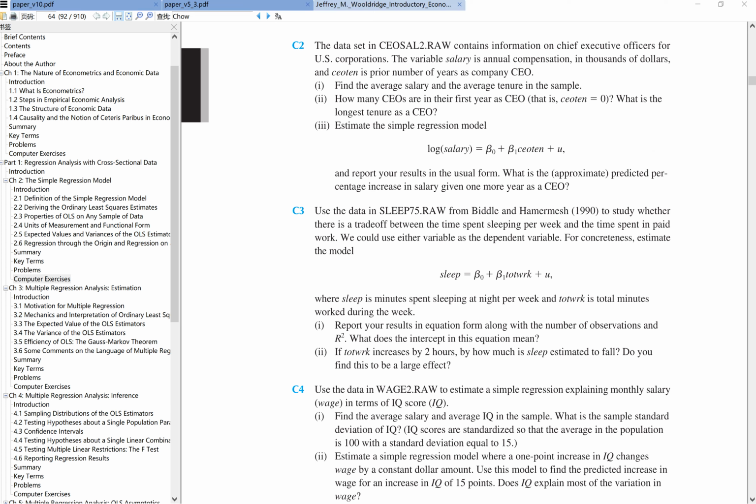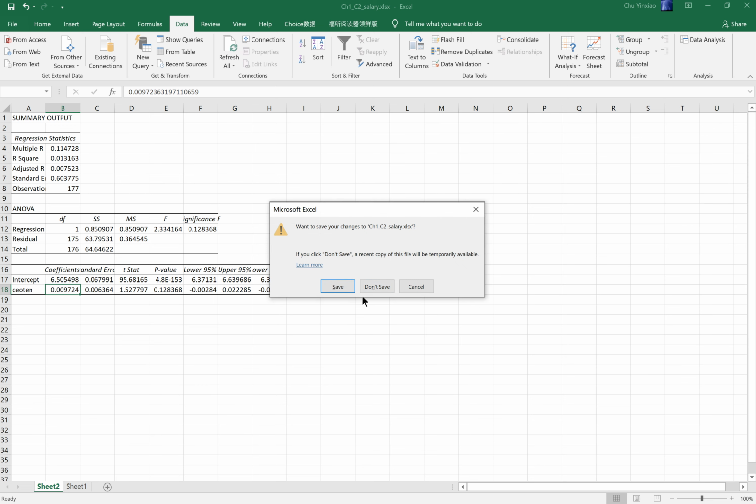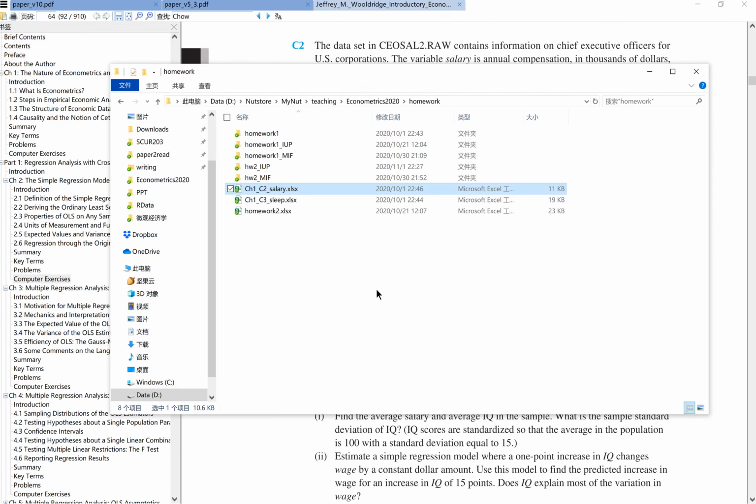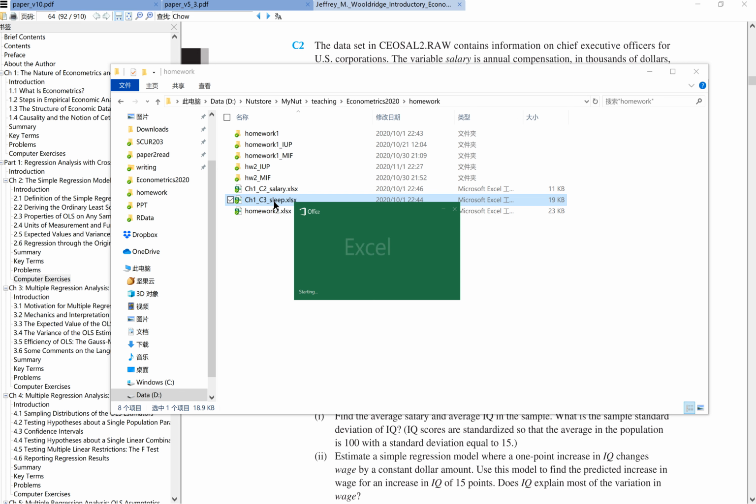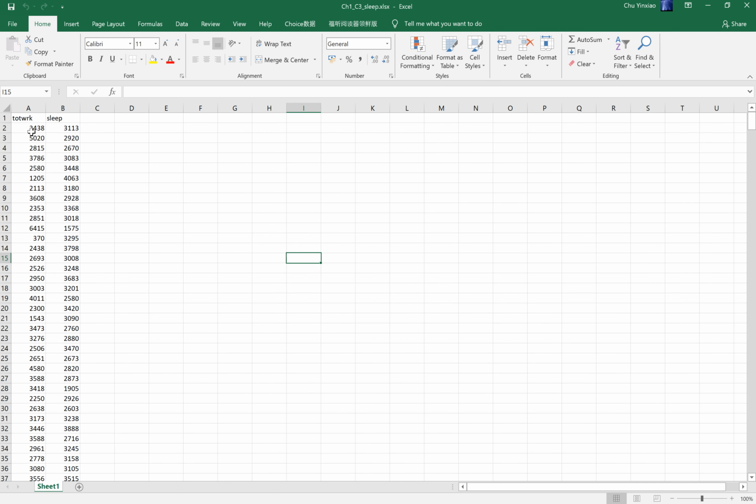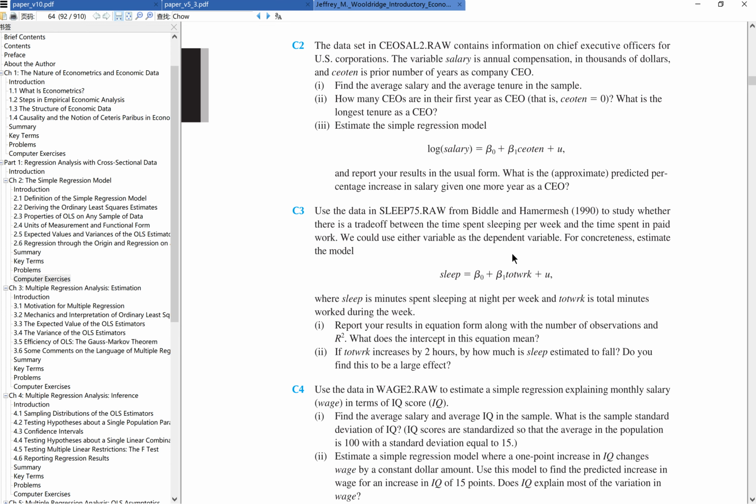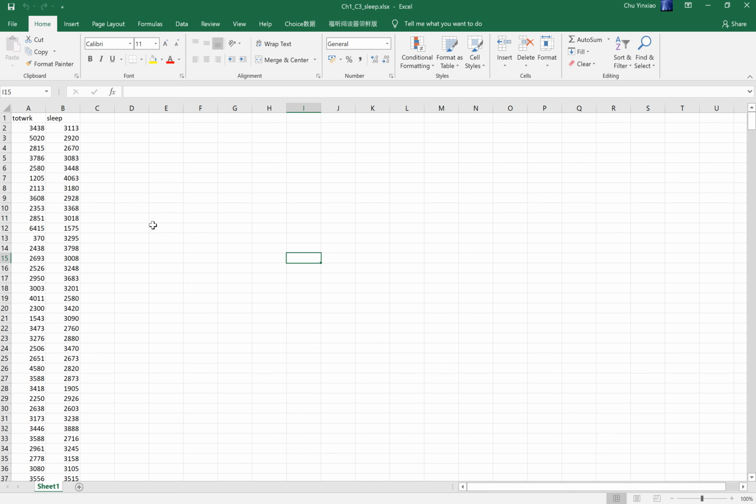Now let's open the data set. Let me close this first, and open the data set on sleep. Total work and sleep, right? Sleep is the dependent variable and total work is our independent variable, and we run the simple regression. This is exactly similar to what we have done in the previous example.